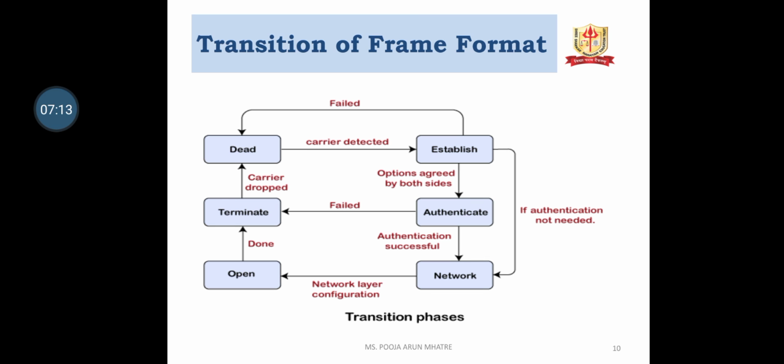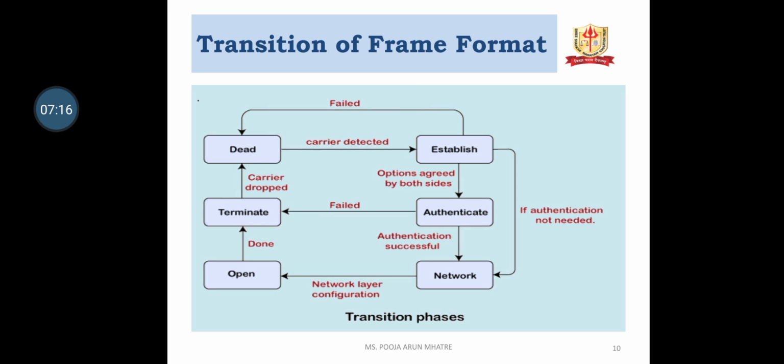Transition of frame format. Transition phase is when the link is established, then the link is authenticated, the network is configured and it is open. So after opening, it terminates the connection. When the carrier drops, then the link is dead, or when the establishment fails, the link is also dead. Dead means the carrier is detected, so the frame will be dead or failed.